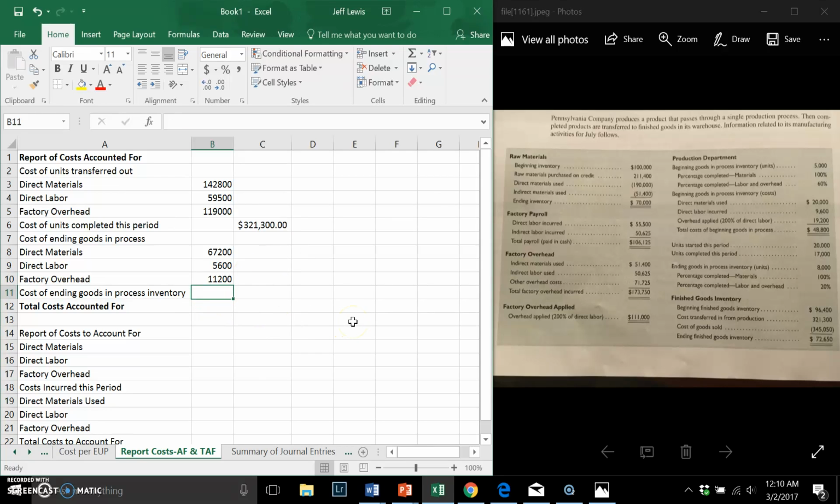So the cost of ending goods in process inventory is just the sum of those. Okay. And then the total cost accounted for is this plus this. And you should get 405,300. Okay.